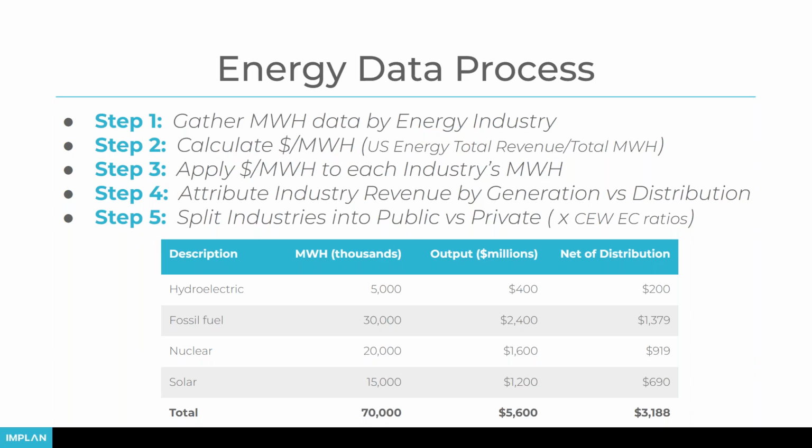Then we had to attribute the industry revenue into generation versus distribution, because again, when we purchase energy, some of it stays with the distributors and some of it goes back to the people who produced it. And then last but not least, which is not shown on this table, we took the industries and split them into public versus private ownership. And again, we used the QCEW employment compensation ratios to do so.